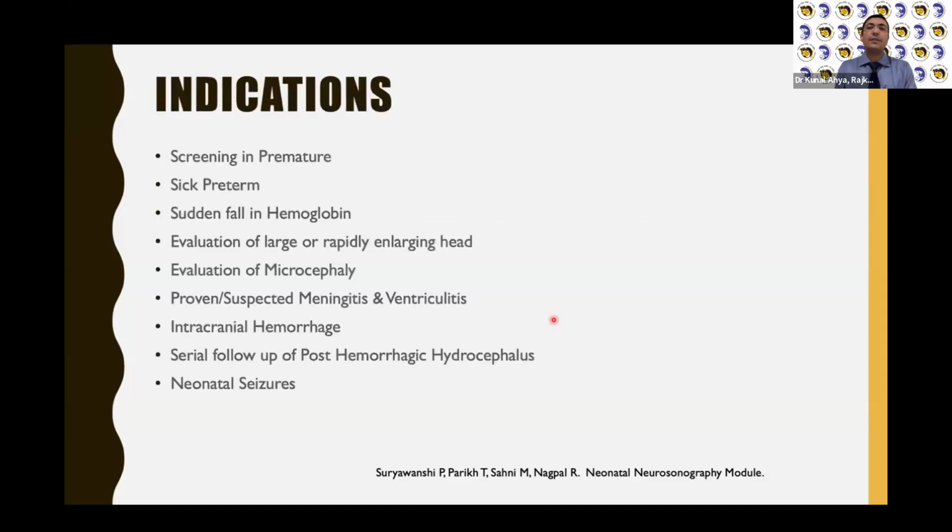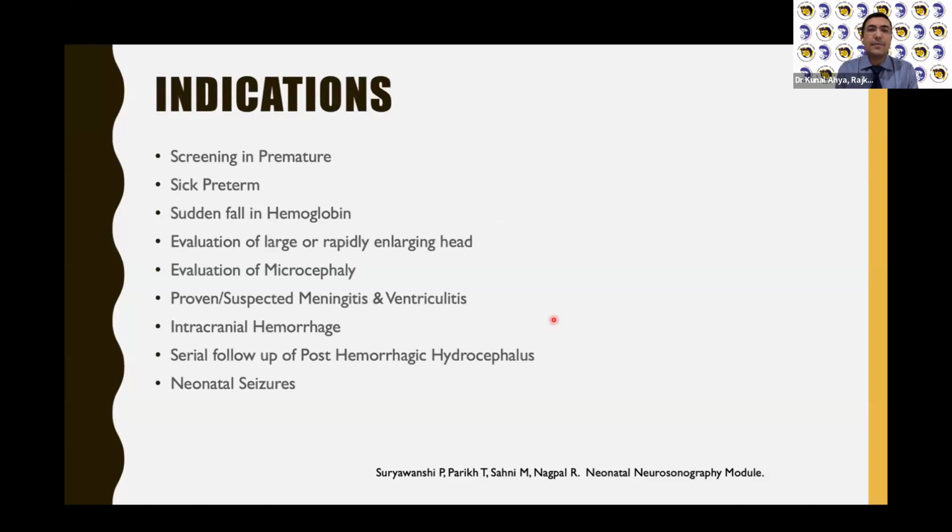Now coming to the indications. In which babies do we need to do the head ultrasound? All the premature babies, we need to do a screening head ultrasound, because clinically, we cannot make the judgment whether the baby is getting intraventricular hemorrhage or not. So we need to screen. When and how to screen, I'll be telling you in the next slides.